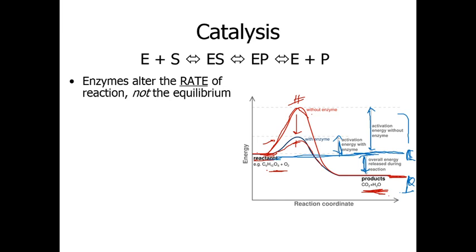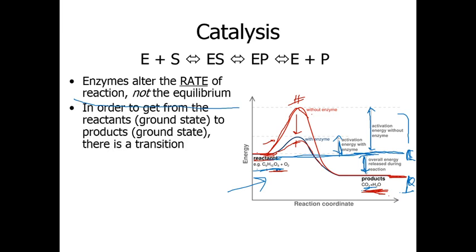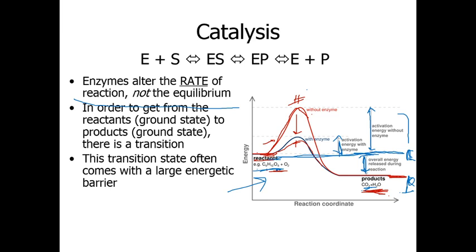So if you use an enzyme in this energy diagram to convert glucose to carbon dioxide, what's happening is the time that it takes to convert glucose to carbon dioxide is decreased in the presence of enzyme. That's what it means by alter the rate of the reaction. In order to get from reactants to products, there is a transition. That's what I talked to you about, transition state. The transition state often comes with a larger energetic barrier.